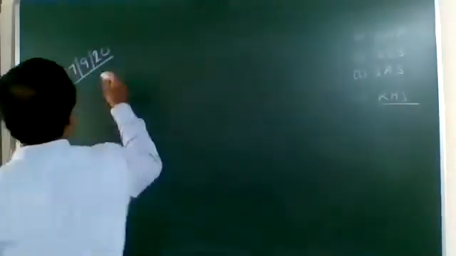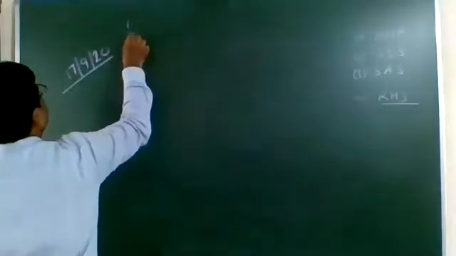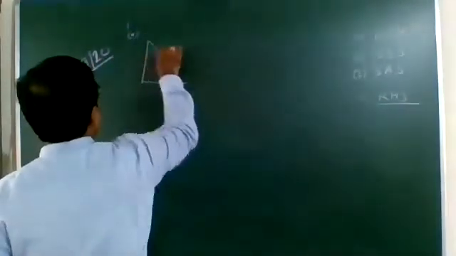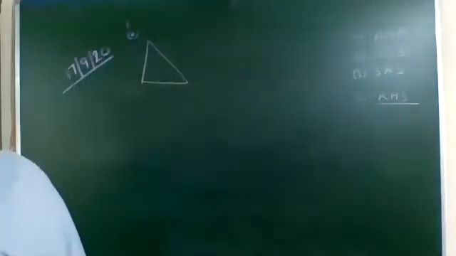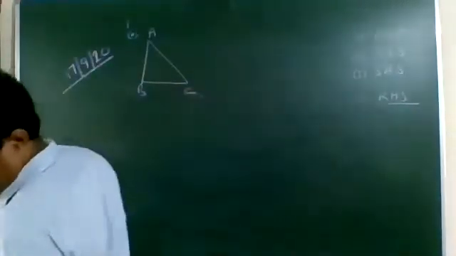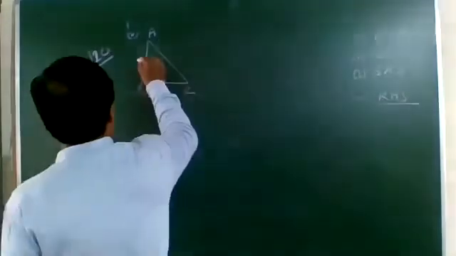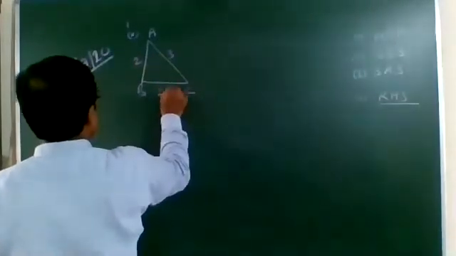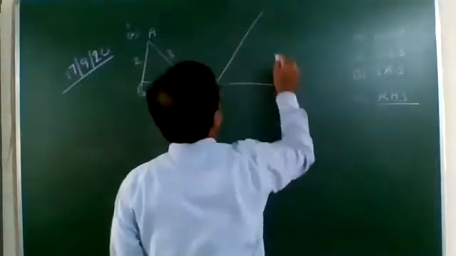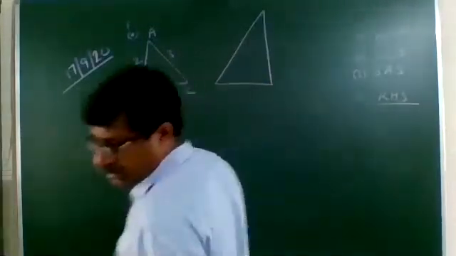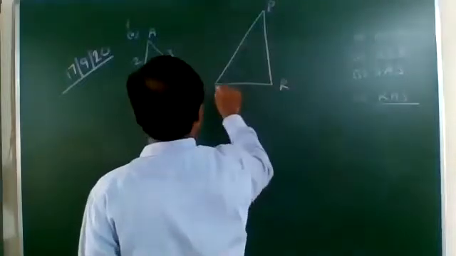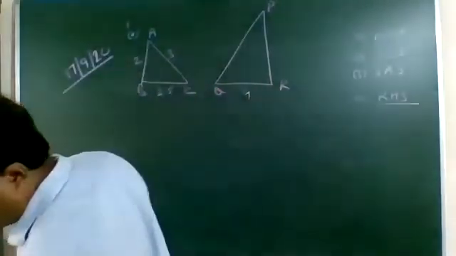We'll do the first question, second part. A triangle is given. I'll write the name of the triangle as ABC. The measurements of AB, BC, and AC are given as 2, 3, and 2.5. And a bigger triangle is given. This is PRQ, and its sides are given as 4, 5, and 6.